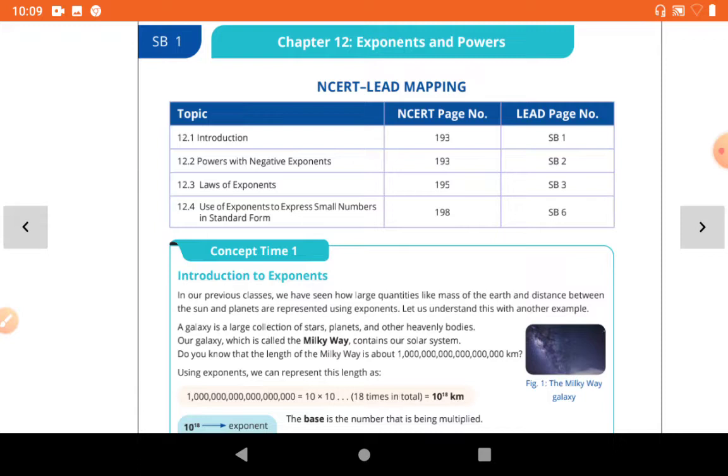For this you can open SB1 at page 24 in your supplementary book. Here you can find the same chapter, exponent and powers. First of all, we shall discuss what are exponents.